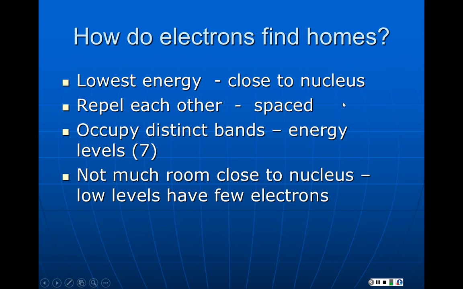You can always upgrade your apartment by moving to a more expensive one, but you have to move to the options that are available. And the other thing is, remember that we're talking about a spherical volume, and so as you get close to the nucleus, there's not a lot of room. So there aren't going to be very many electrons really close to the nucleus. And so when atoms start having a lot of electrons, those electrons are going to get far away from the nucleus and have to be far away.